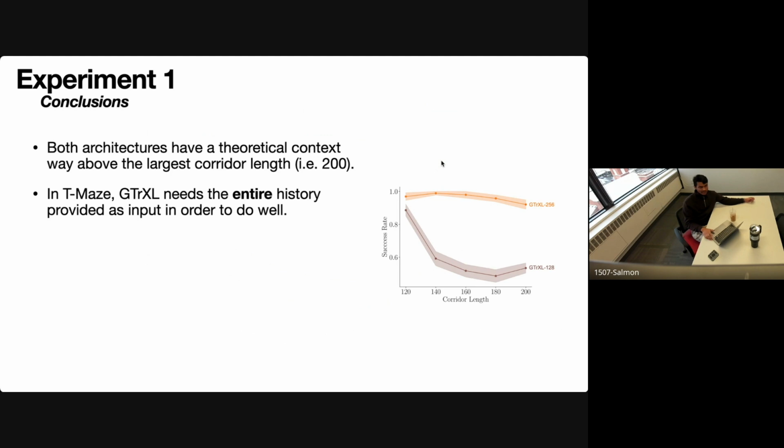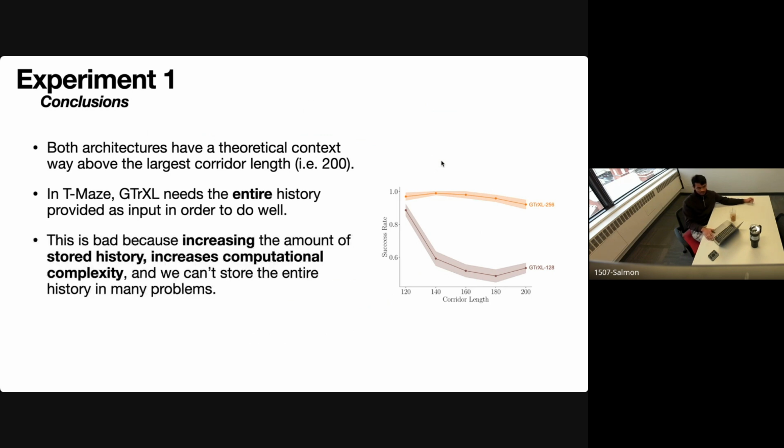So yes, just in conclusion, both architectures had a theoretical context length way above the largest corridor length. But in T-maze, we see that even in the simple problem, GTrXL needs the entire history provided as input in order to do well. And this is bad because increasing the amount of history increases the computational complexity. And in most problems, we can't store the entire history in the state.